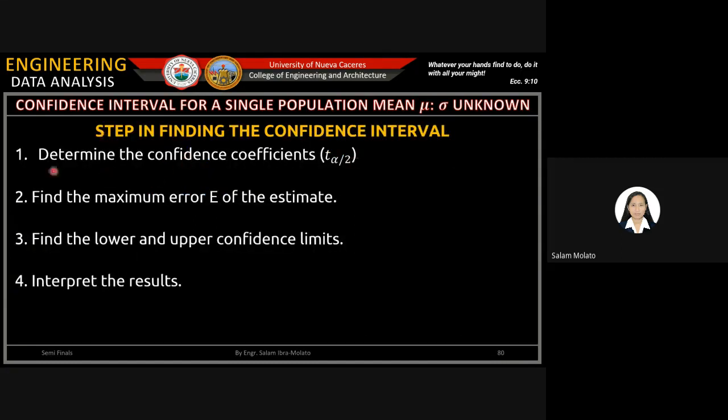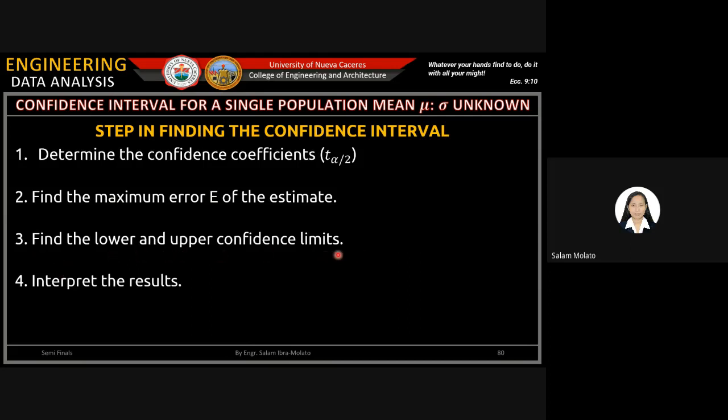So there are steps here, but these are just suggested steps. You may use this one. So first, you need to determine the confidence coefficient, or the T sub alpha over 2. Number 2, you need to find the maximum error E of the estimate. Number 3, find the lower and upper confidence limit.